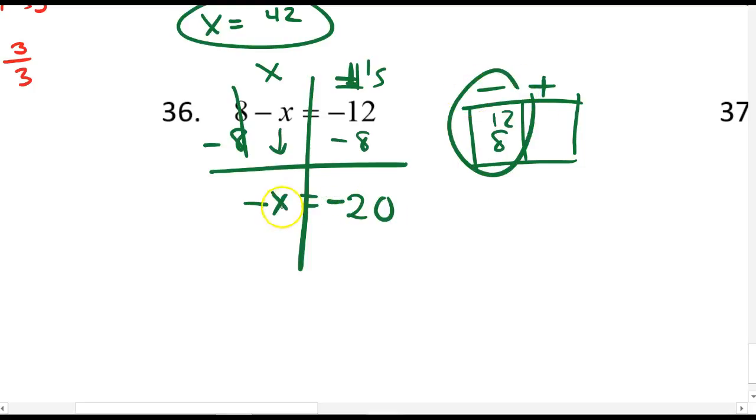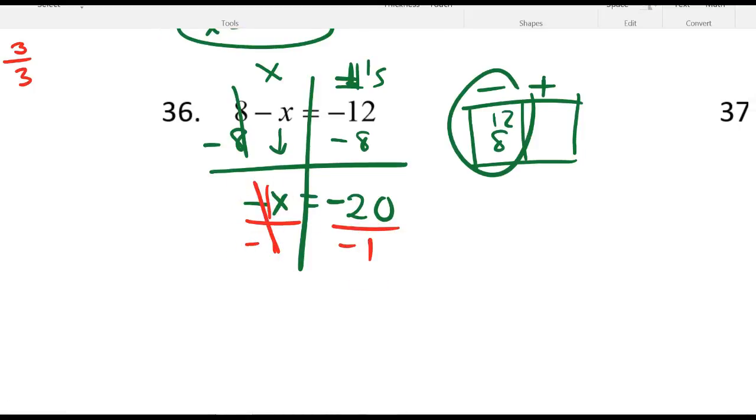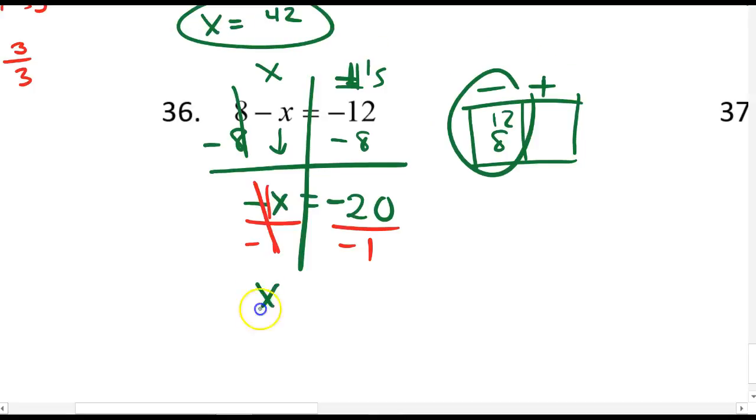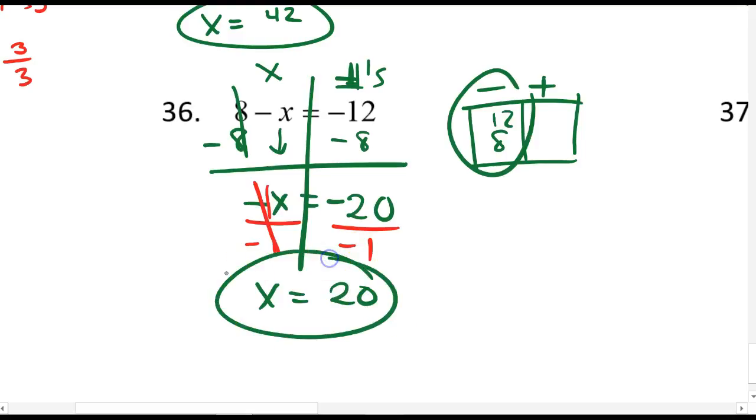Now again, we're not done because we have a negative in front of the x. But remember, like I said before, there's always a number in front of x no matter what. If there's nothing, there's a 1. So to get rid of this negative 1, divide by negative 1. Cancels out. And then if you already guessed, negative divided by negative is positive. 20 divided by 1 is just 20. Okay.